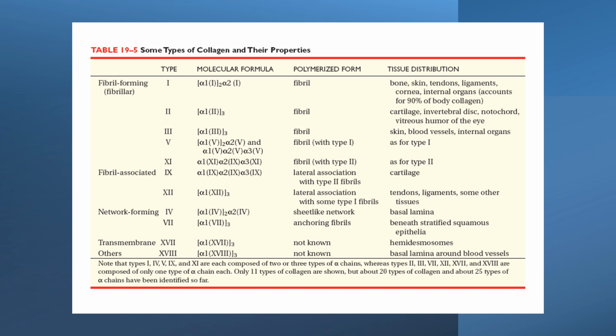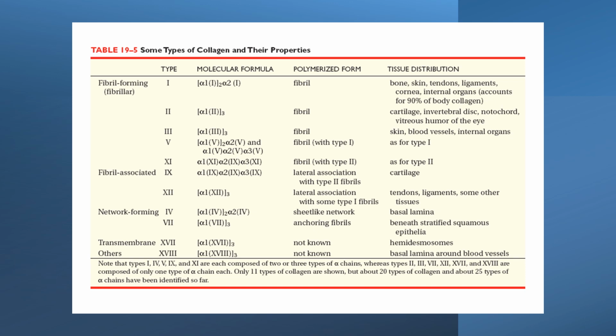Further, collagen type 2 is also in the form of fibril and it is found in the cartilage, vertebral disc, notochord, and vitreous humor of the eye. Similarly, type 3 is found in the skin, blood vessels and internal organs. And types 5 and 11 are found with type 1 and type 2 respectively.